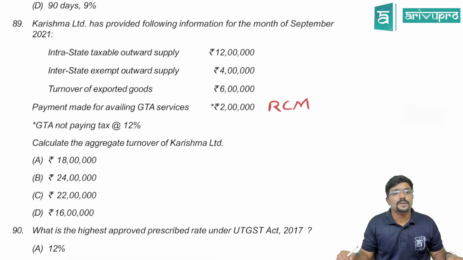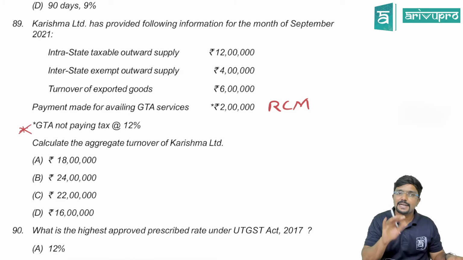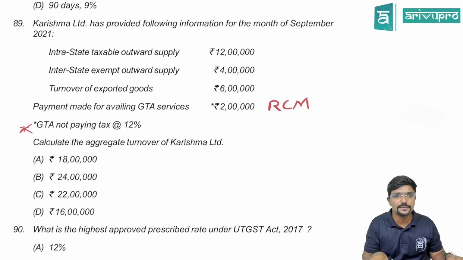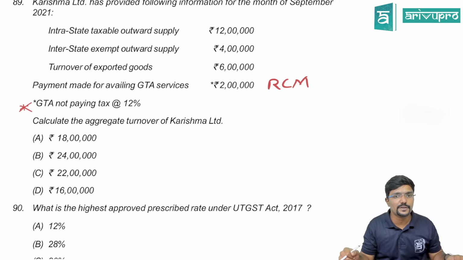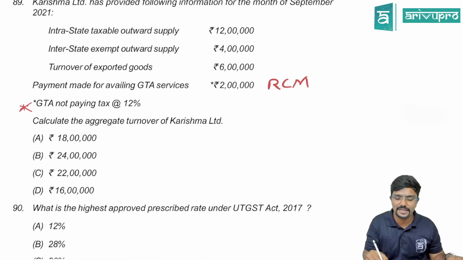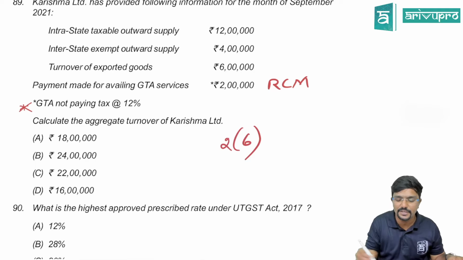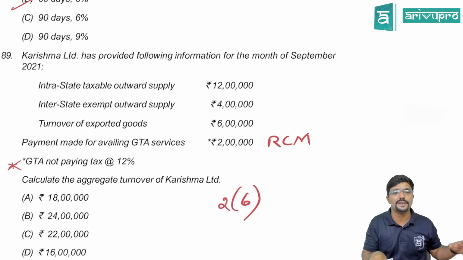Payment made for availing, this is one of the services which is covered under RCM. So that is the hint they have given here. Actually, RCM is not a part of your syllabus. Which are the services on which RCM is applicable is not a part of your syllabus. Calculate the aggregate turnover. See, aggregate turnover definition is given in Section 2(6). What and all will be included?